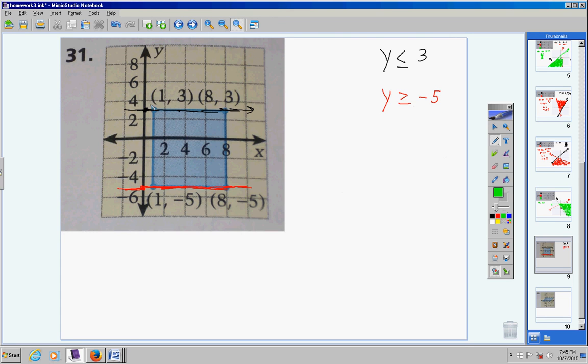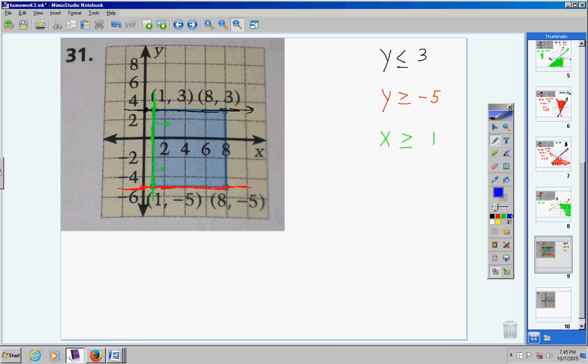Now let's try the green line right here. This is a vertical line going through the x-axis at 1. So if it's vertical, I know I'm going to have an x only. It's crossing the x-axis at 1, so I'll have a 1 over here. And the blue shading is to the right. So I would say x is greater than or equal to 1. Equal to because I have a solid line right here.